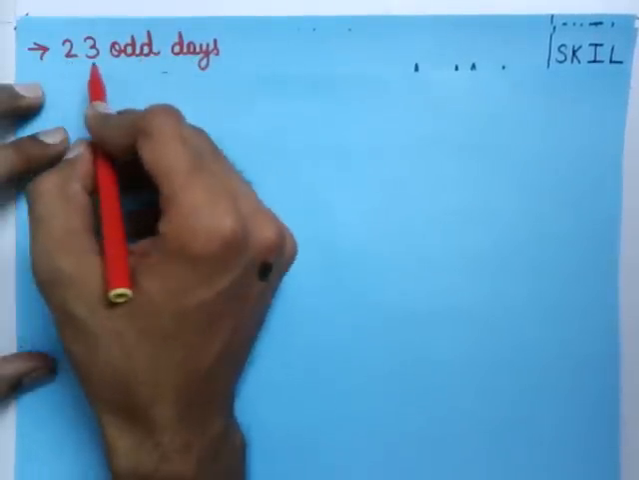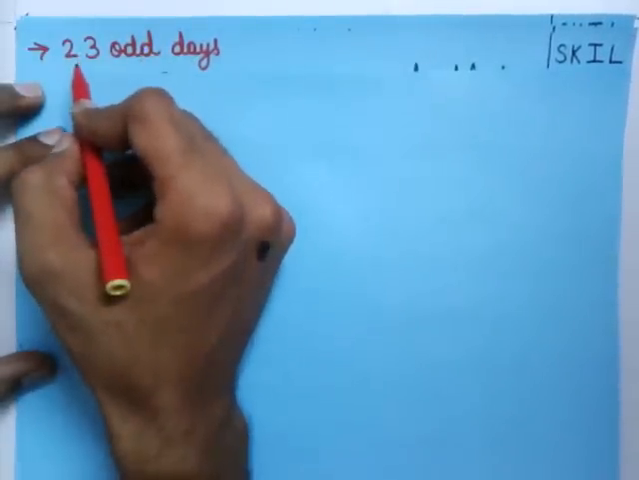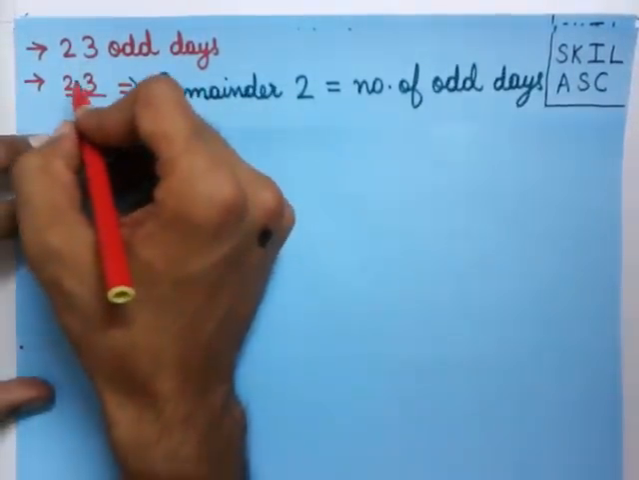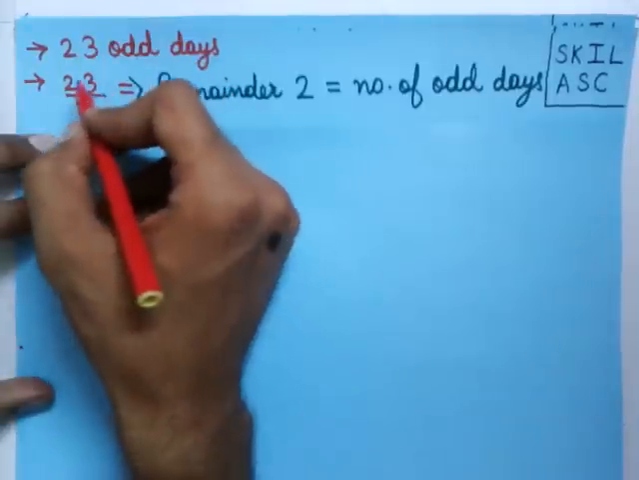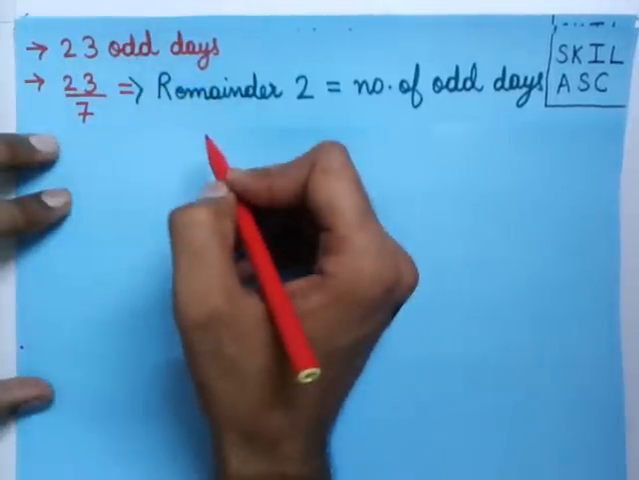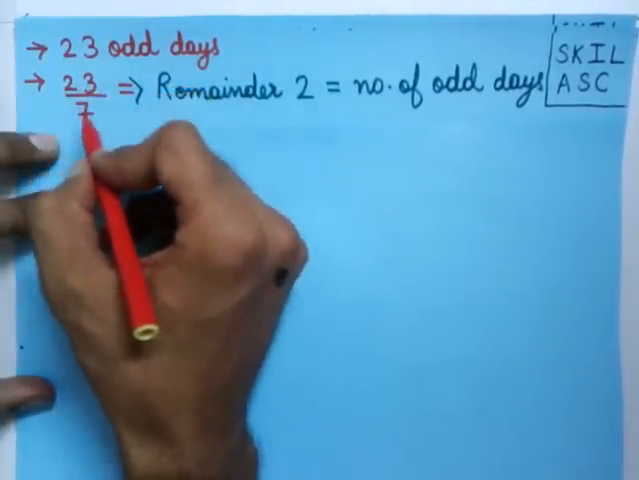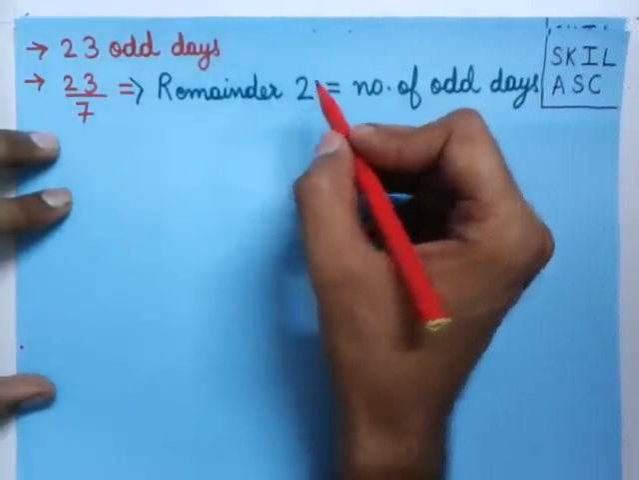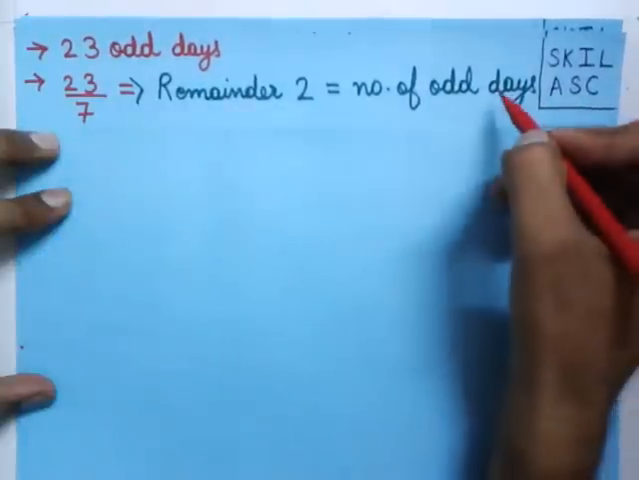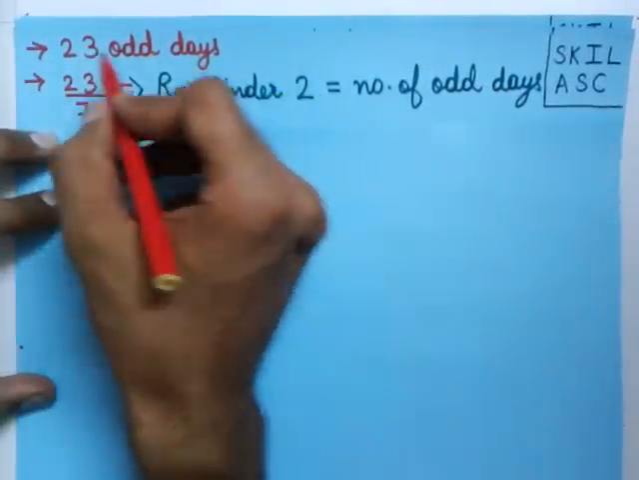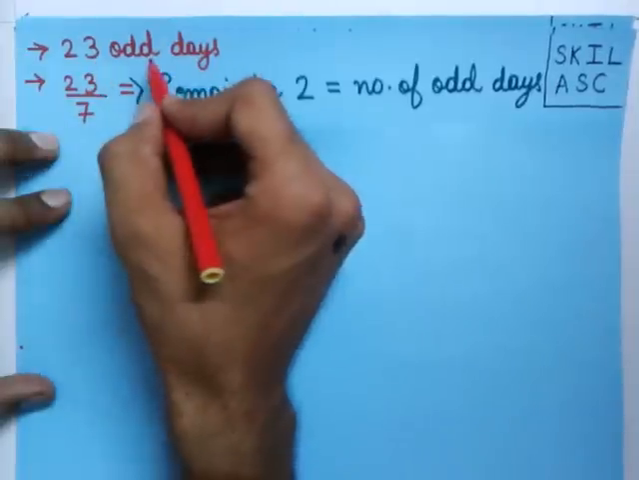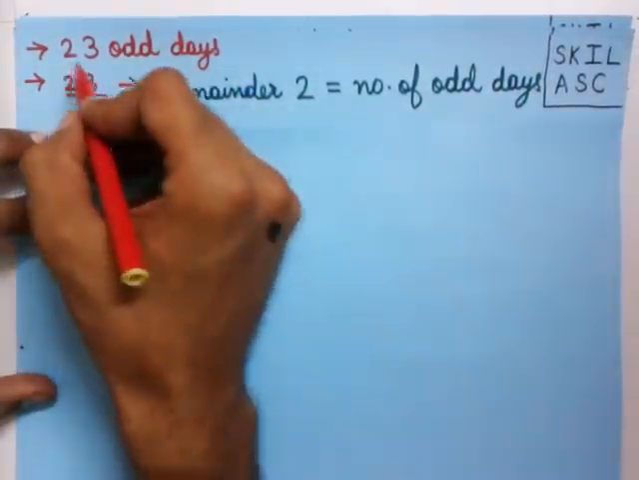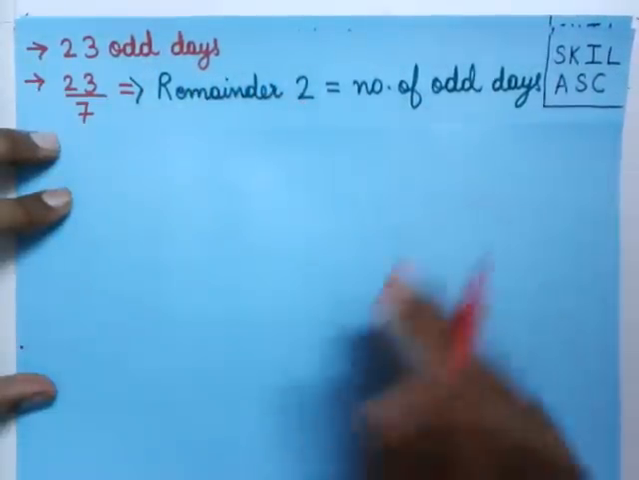You see, these 23 days still have weeks in it. So we divide it by 7 so that the weeks which are in these 23 days will cancel out and the remaining days will be the number of odd days. If we divide 23 by 7, then the remainder will be 2, and this is the number of odd days. So we find that 2 is the number of odd days in 23 odd days. So 23 is not the correct value of odd days. 2 is the correct value. So instead of saying 23 odd days, we will say 2 odd days.